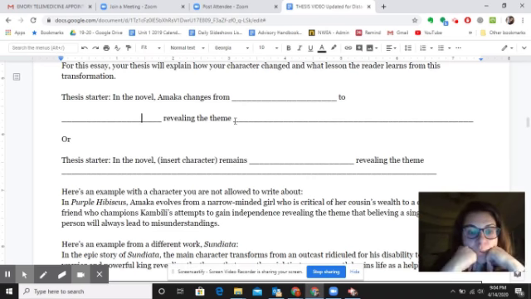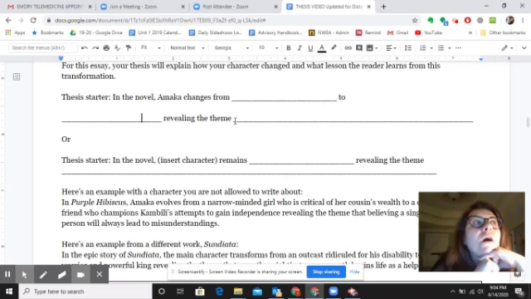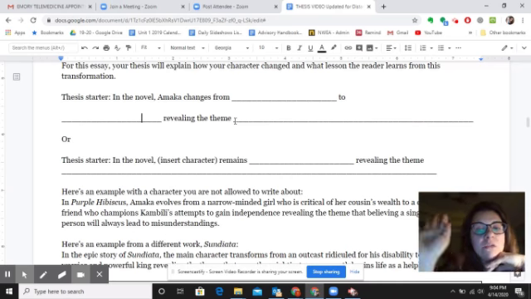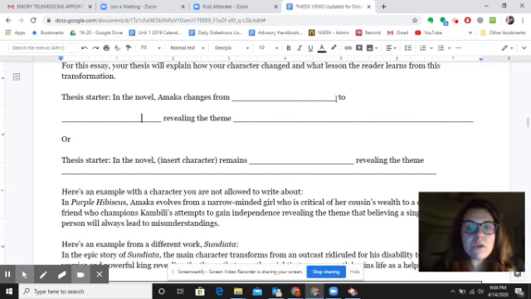Now, let's start with how she changes. So I'm going to think about when I first met Amaka, how would I describe her? Well, she seems really rude to Kambili. She seems to want nothing to do with Kambili. She kind of stays away from her. And a good word for that is standoffish. That's actually a word. If you can't think of a good word, go to the thesaurus, come up with a basic word, find a better one, okay?